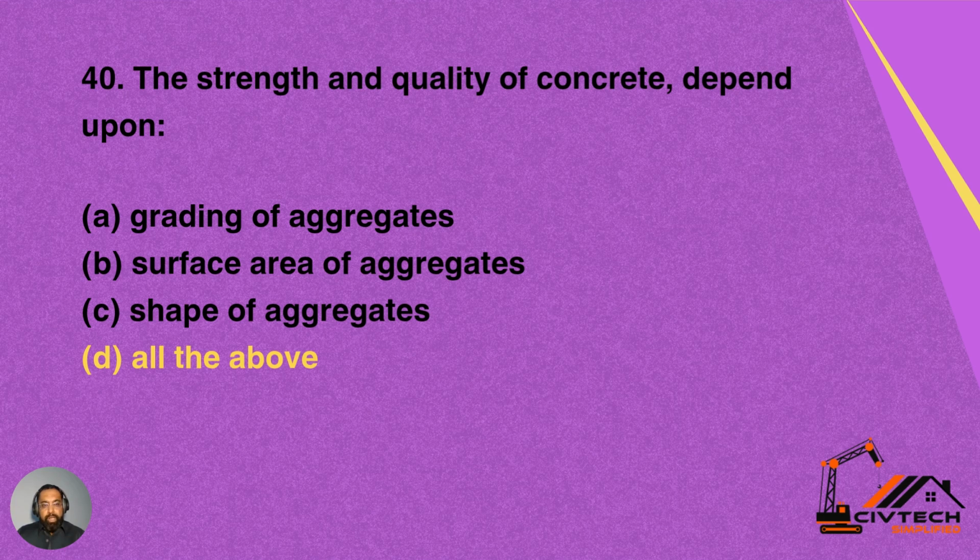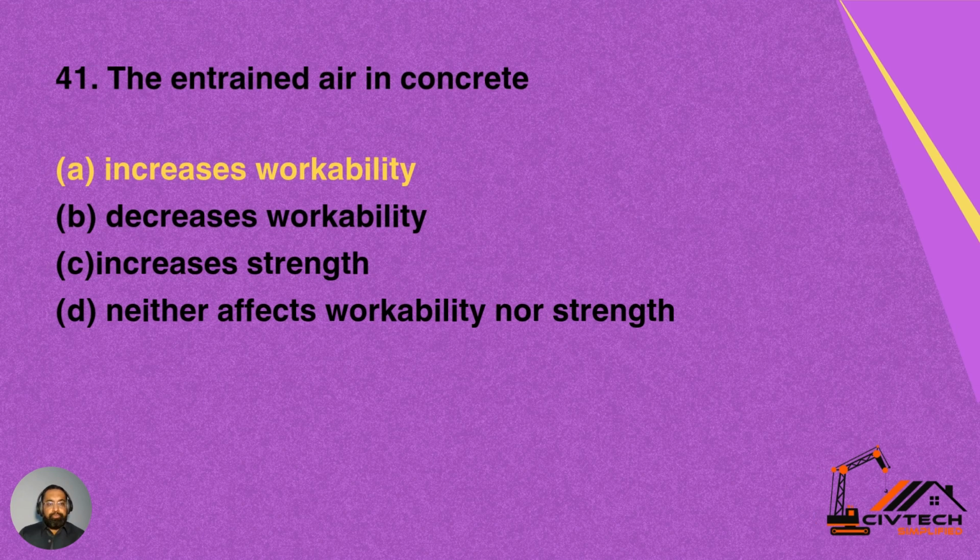Question number 40. The strength and quality of concrete depends upon: option A, grading of aggregates; B, surface area of aggregates; C, shape of aggregates; D, all of the above. So the strength and quality of the concrete depends upon all these factors. It depends upon grading of aggregate, sizes and their types, surface area of the aggregate, and shapes as well. Therefore, option D, which is all of the above, is the correct answer for this question.